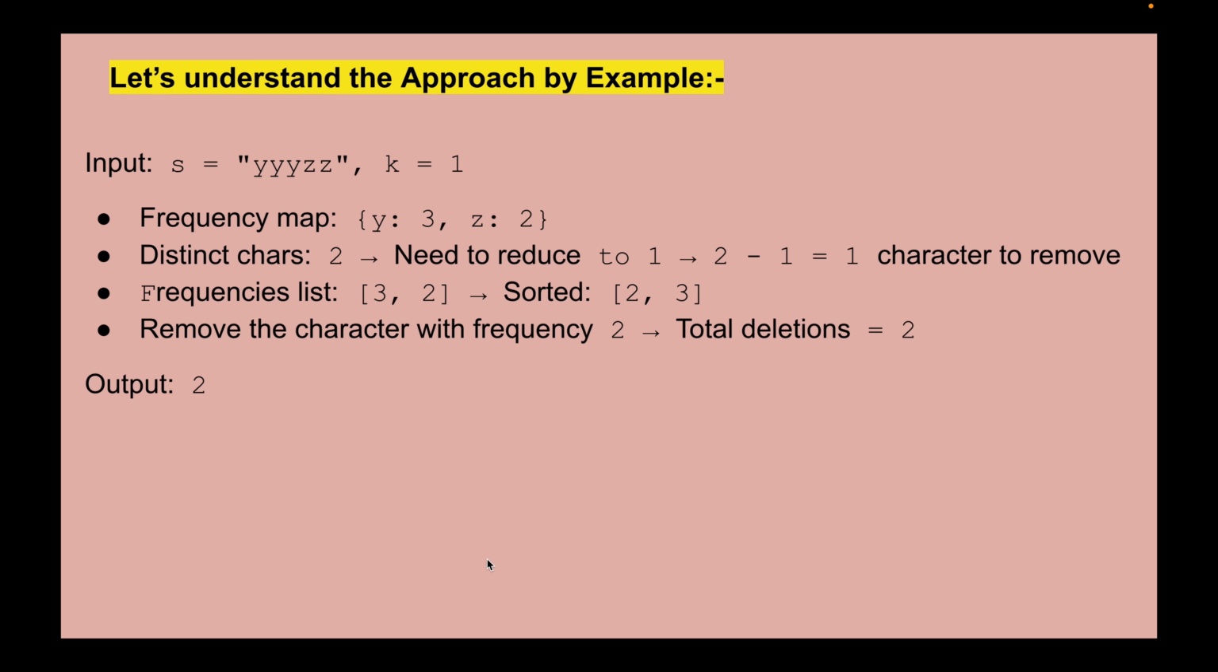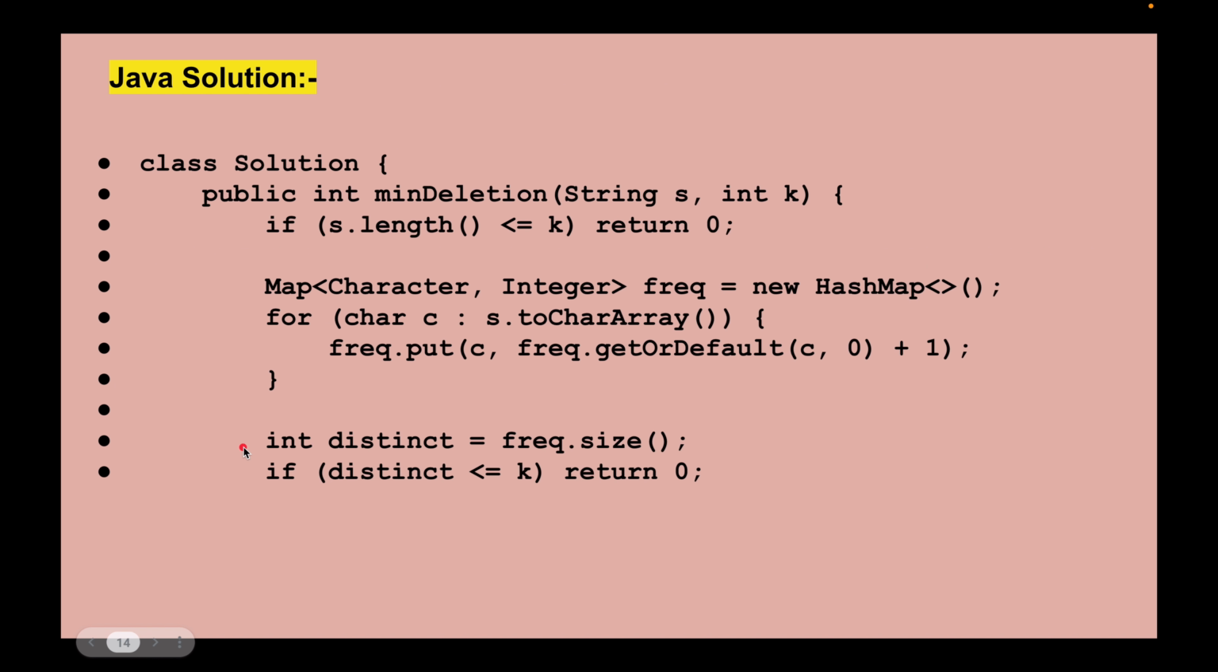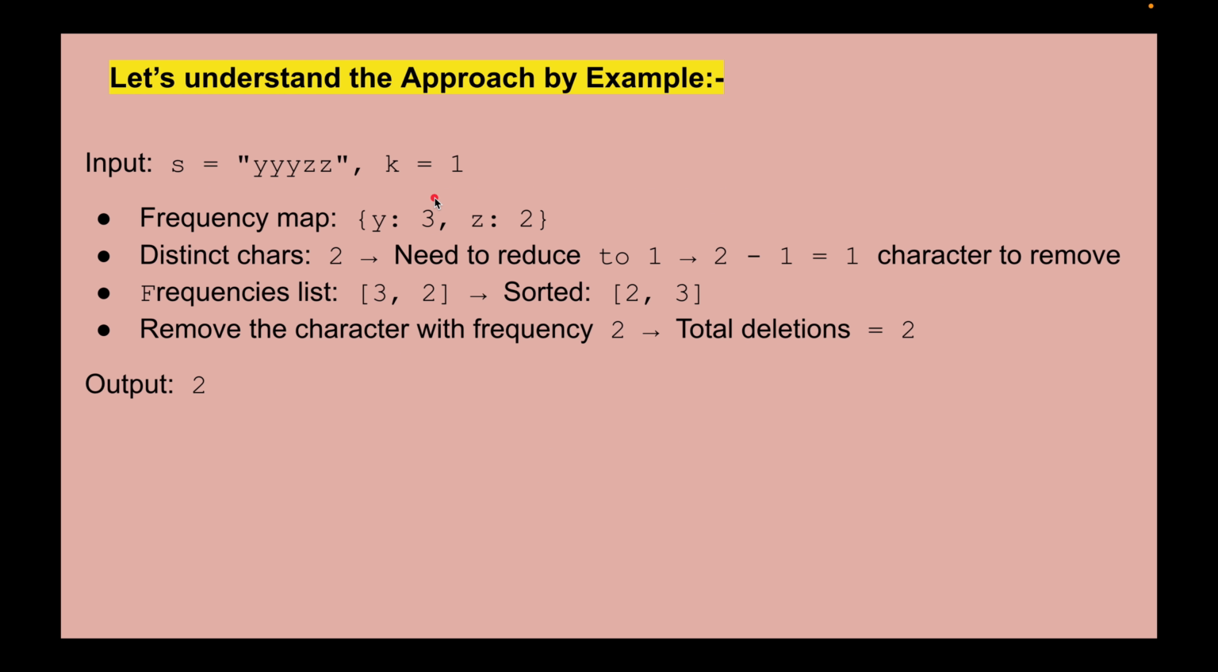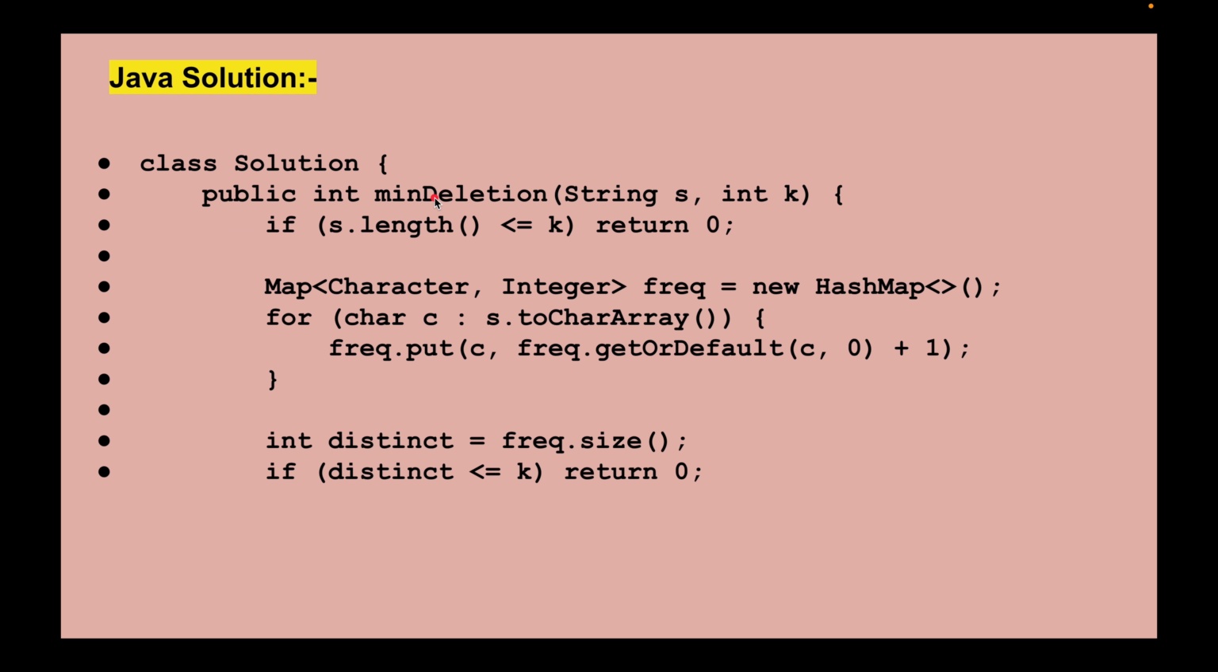If you understand this, first we make a frequency map. Let's suppose we have to delete 2 because this is the lowest one, so reduce 1 to 2 minus 1, then 1 character. We do the same, and then the frequency list becomes 3 2, which gets sorted to 2 3, right? Now we have to remove the 2, so the total deletion comes to 2, so the output is 2, right? So let's understand the code. You can pause the video after this and try by yourself. Okay, then comes the code.